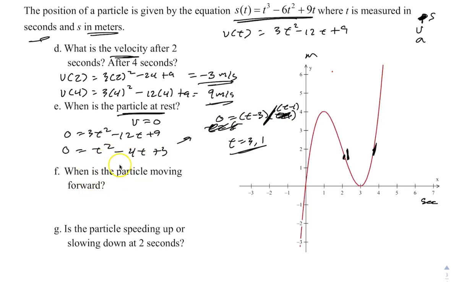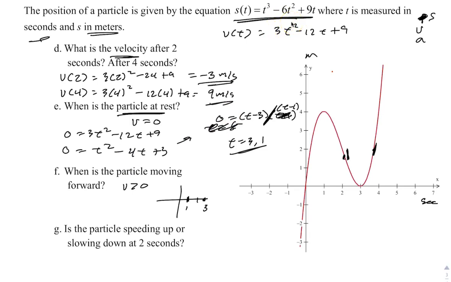When is the particle moving forward? So we're going to set our velocity greater than 0. So remember, there's 2 ways to do this. I can make a sign chart, or I can just graph it. The graphing is the faster way if you know how to graph it. So, right, I know I cross at 3 and 1. So here's 1, here's 3. And now if we look at our velocity equation here, it's a positive, so that means it opens on the top right.